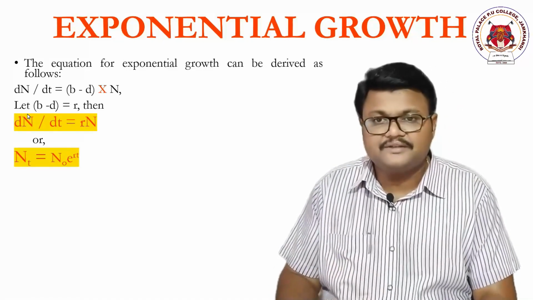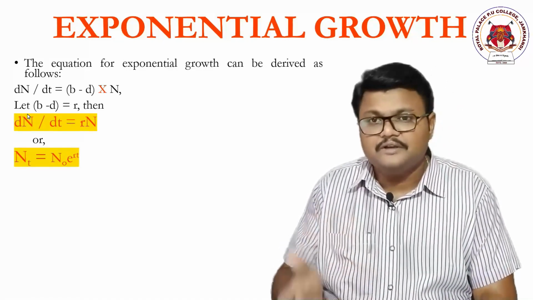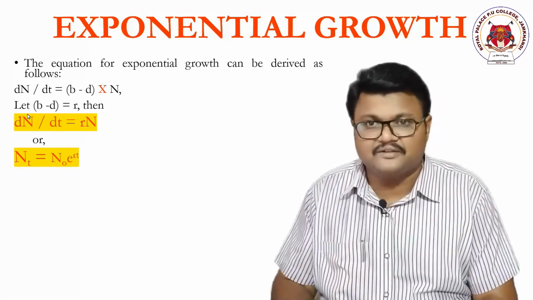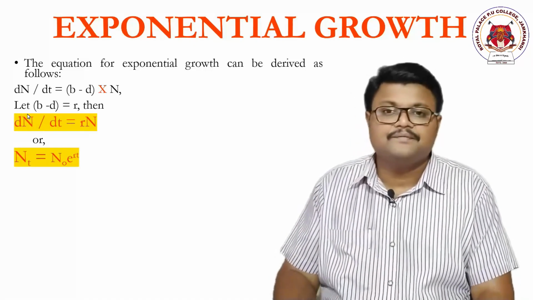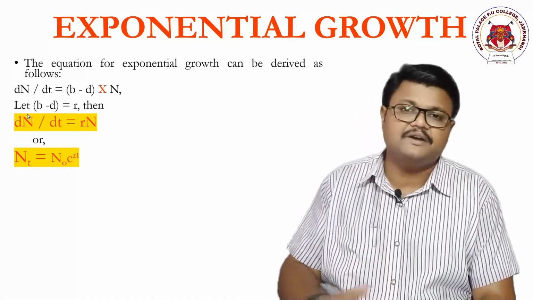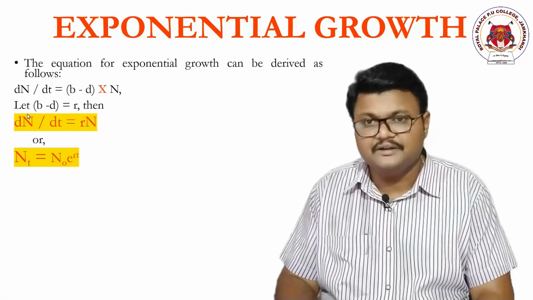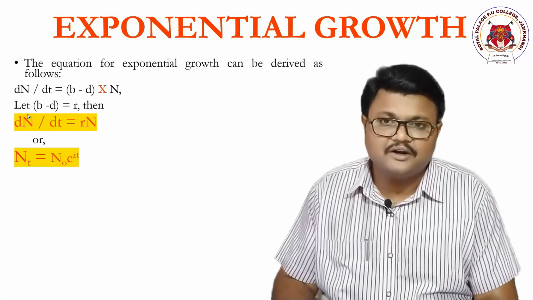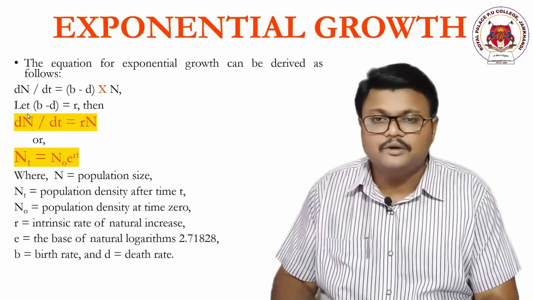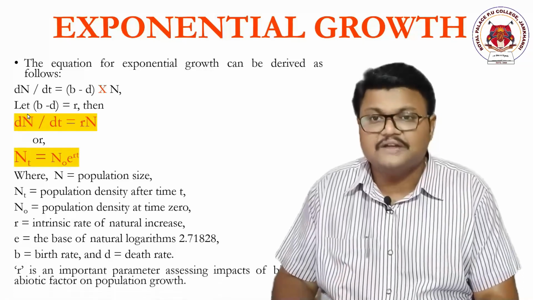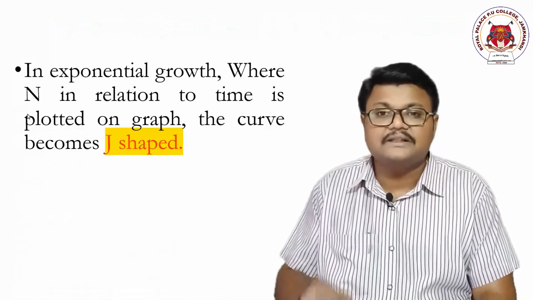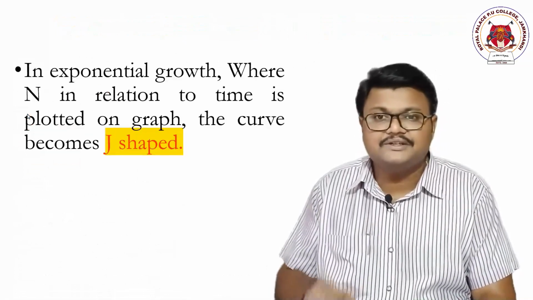This equation results when the above equation is multiplied by the natural logarithm on both sides, that is LHS and RHS. I repeat that the exponential growth model can be represented as dN/dt = rN, or Nt = N0 e^(rt). When we plot these on a graph, it gives us a J-shaped curve. Remember students, in exponential growth, the graph gives us a J-shaped curve.